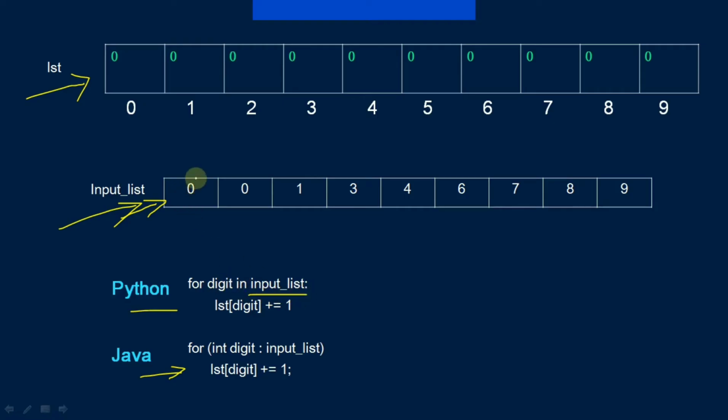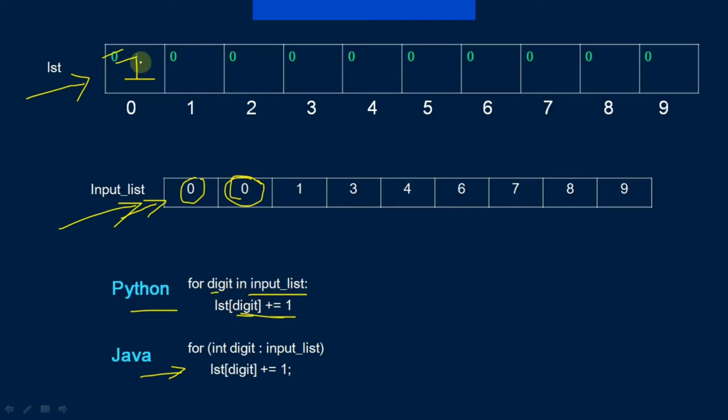In the first iteration you will get 0 in digit. So we will increment the list of digit plus equal to 1. Digit is 0, so list of 0 plus equal to 1. Initially it is 0, so the 0th cell value will become 1. In the second iteration again you will get 0, so digit will hold 0, so list of 0 plus equal to 1.